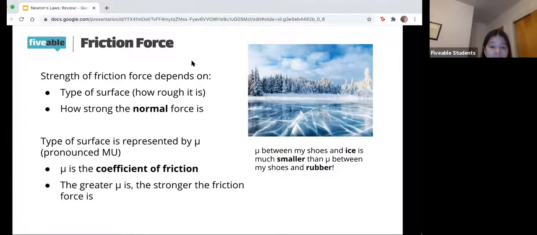Basically, the higher mu is, the stronger the friction force. For example, with ice, there's almost no friction. It's very smooth. The mu between my shoes and ice is really small. Whereas if I'm trying to walk across rubber, oh boy, I would have trouble. I might slip or something. The friction force is really high, meaning mu is basically a representation of how rough the surface is. So mu between my shoes and rubber is really, really high.